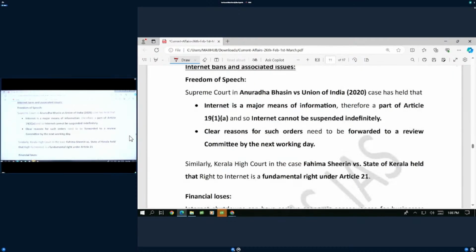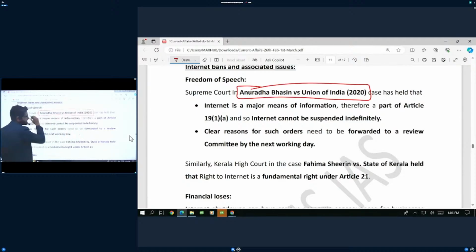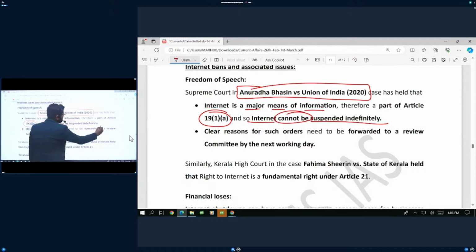The first issue is freedom of speech. The Supreme Court in Anuradha Bhasin versus Union of India held that the internet is a major means of information and therefore part of Article 19(1)(a), that is, freedom of speech and expression. So the internet is now a fundamental right in India after the Anuradha Bhasin case, and the internet cannot be suspended indefinitely. Meaning, it can be suspended, but not indefinitely.